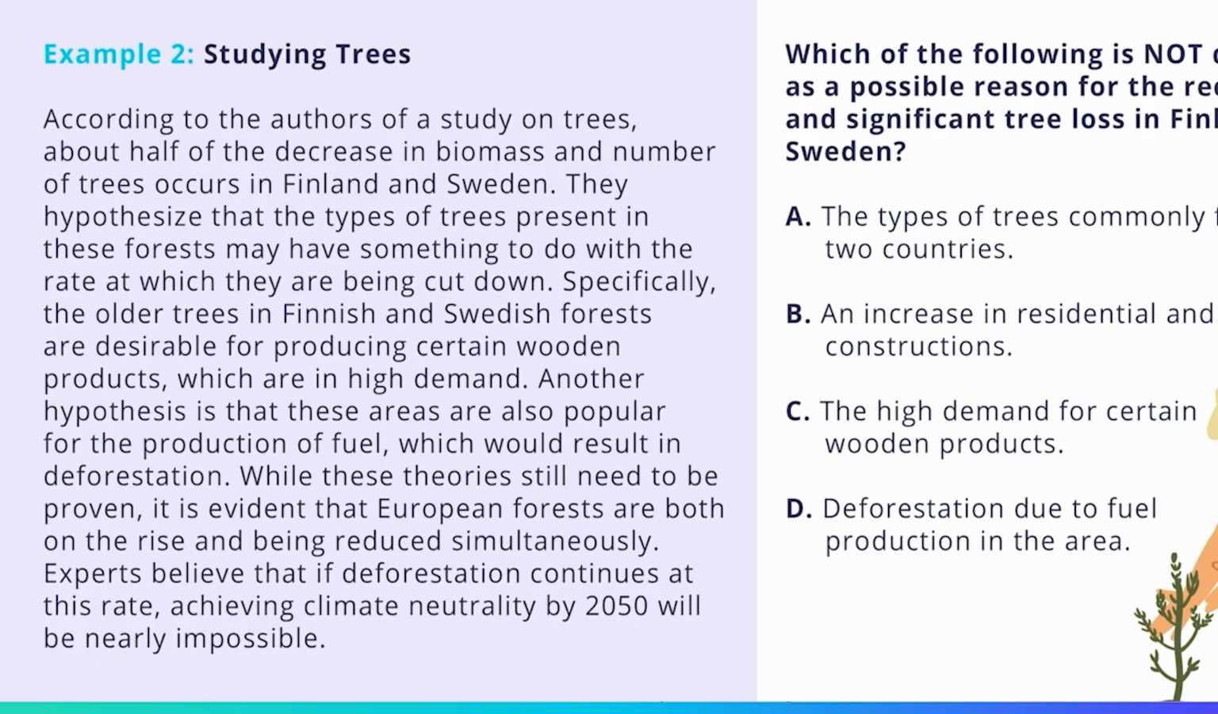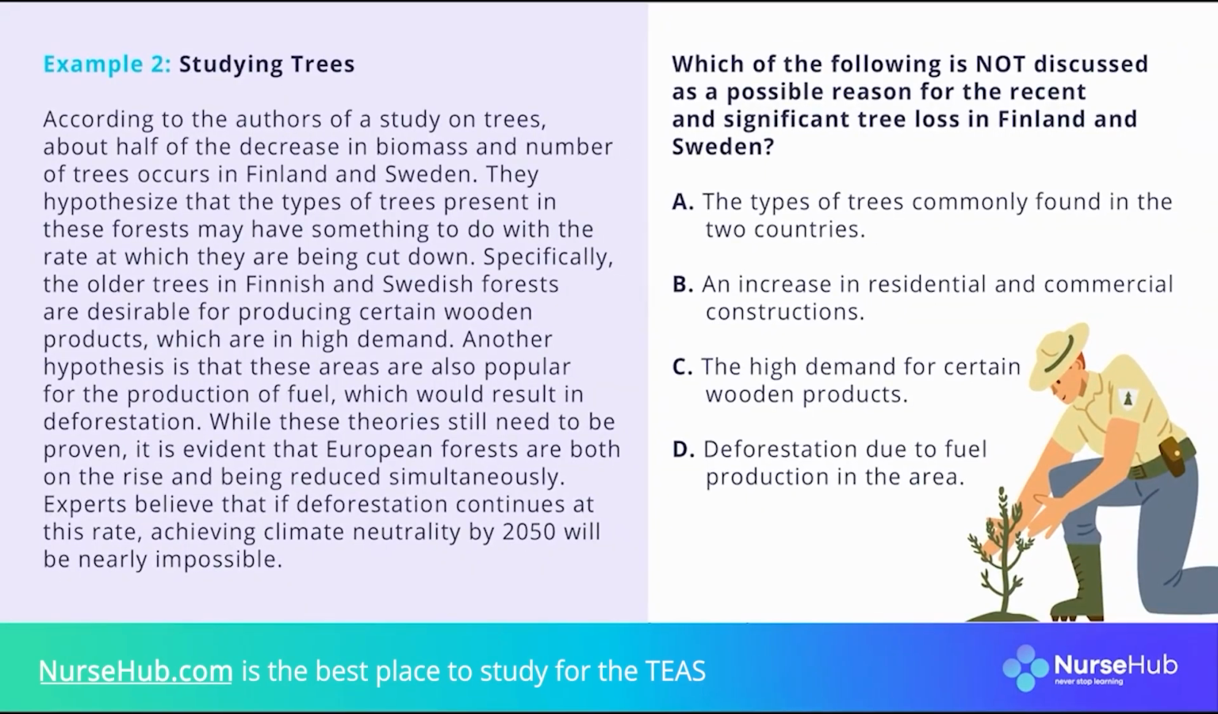While these theories still need to be proven, it's evident that European forests are both on the rise and being reduced simultaneously. Experts believe that if deforestation continues at this rate, achieving climate neutrality by 2050 will be nearly impossible. What we're going to do next is comb through these answer options and see which one is not mentioned in the passage. Go ahead and pause the video here and just read through the answer options and see if you can choose which one is not mentioned in the passage.